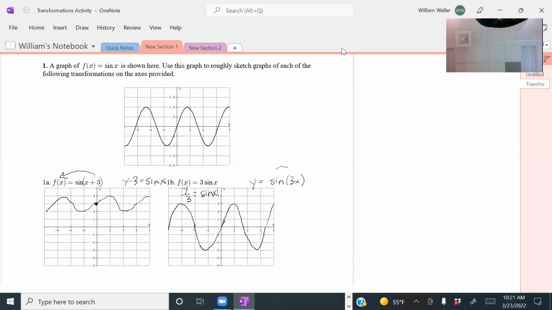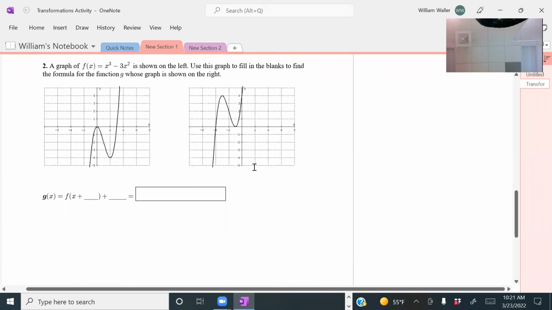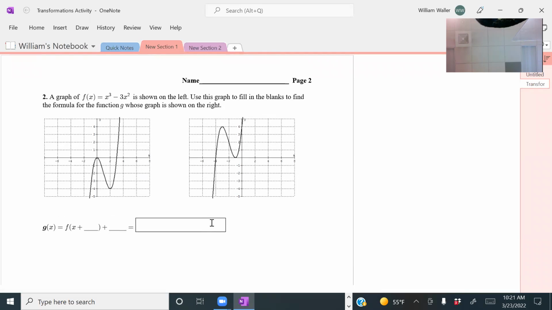All right, well, let's try what's on the back page here, if I can scroll down. So fortunately here, you don't have to draw any graphs. What we have here on the left-hand side is a graph of x cubed minus 3x squared. Okay, so x cubed minus 3x squared.